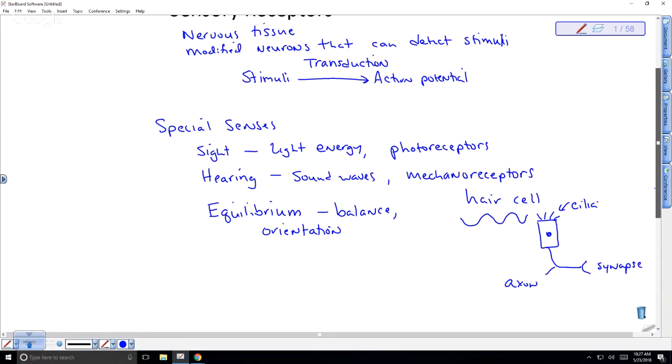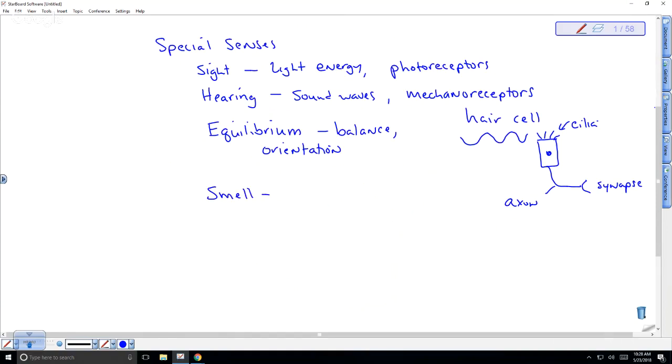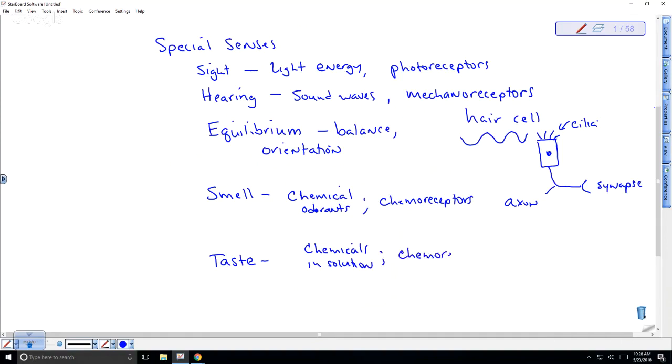We also have smell. And what is the type of energy in smell? It would be chemicals, right? So it'd be chemical odorants. So these are in the air, so they're airborne, the odorants are, right? And these would be chemoreceptors. And then we have taste. And these are also chemical in solution, so they have to be in water in order to work. And these are also chemoreceptors.